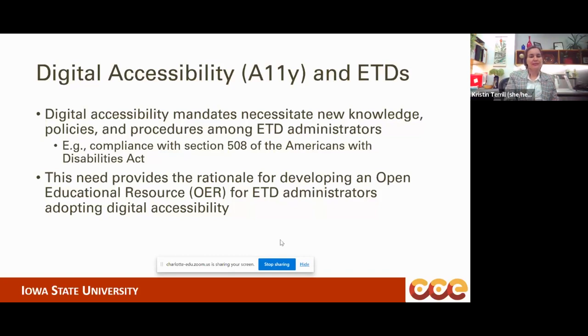resources like the presentation this morning, so that ETD administrators can easily go back and say, oh my gosh, I remember there was something in this demonstration about using Microsoft Word to create tagged headings in my document. How do I do that? Or how do I teach a student to do that? Hopefully this OER is going to be a wonderful resource for those kinds of needs.